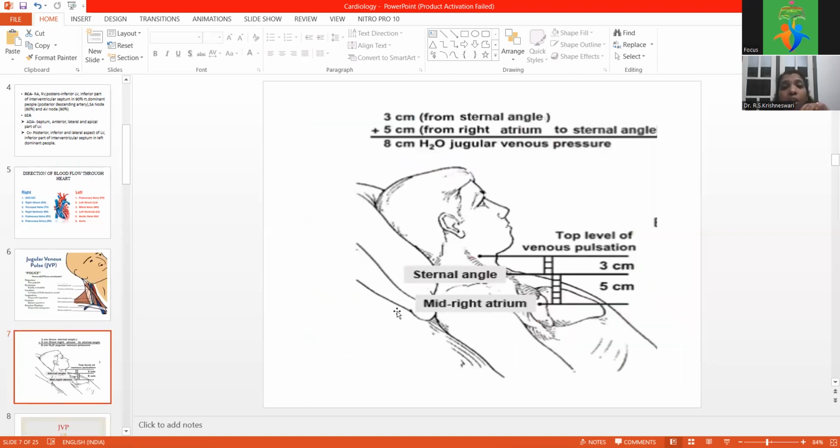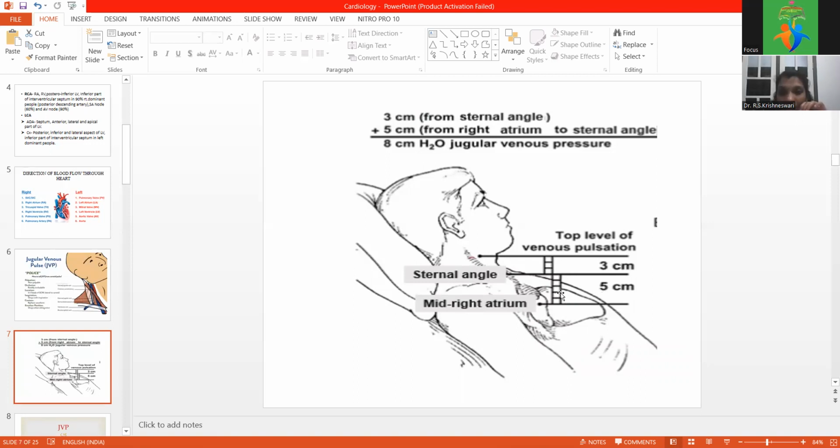See, so what is the normal range of the jugular venous pulse? When the person is reclined at 45 degrees, from the mid right atrium up to the sternal angle... You all know about the sternal angle. The sternal angle is the place where the manubrium and the body of the sternum meet. So from the mid right atrium to the sternal angle, the height is 5 centimeters.